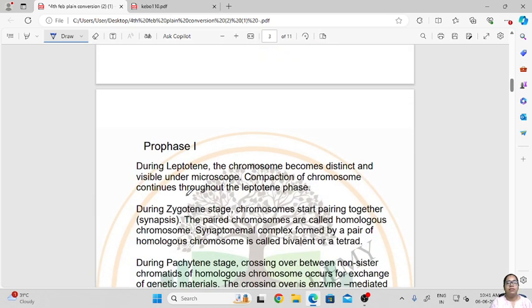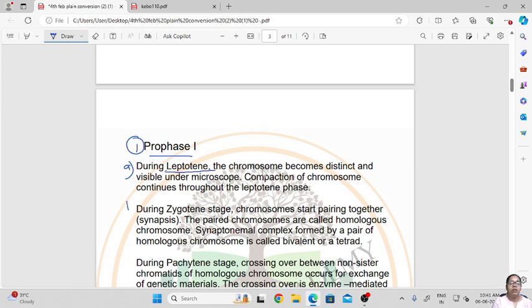So first phase in the meiosis 1 is the prophase 1. Prophase 1 will undergo different stages, that is, the first stage in prophase is leptotene. In the leptotene phase, the chromosome becomes distinct and visible under microscope. Compaction of chromosome continues throughout the leptotene phase.